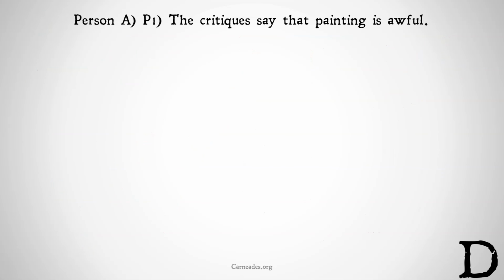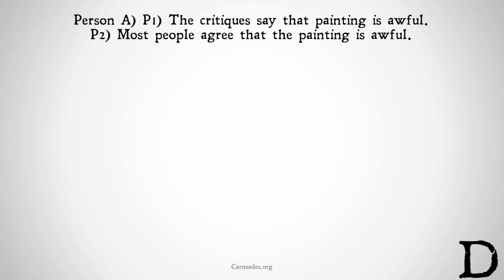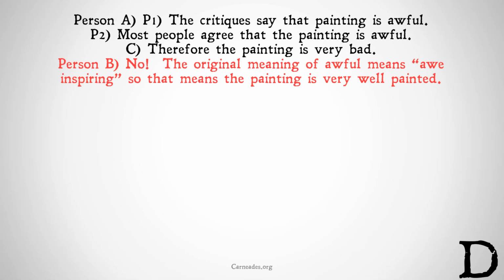Here are some examples. Person A: The critics say that painting is awful. Premise 2, most people agree that the painting is awful, therefore the painting is very bad. Person B: No, the original meaning of awful means awe-inspiring, so that means the painting is actually very well painted.